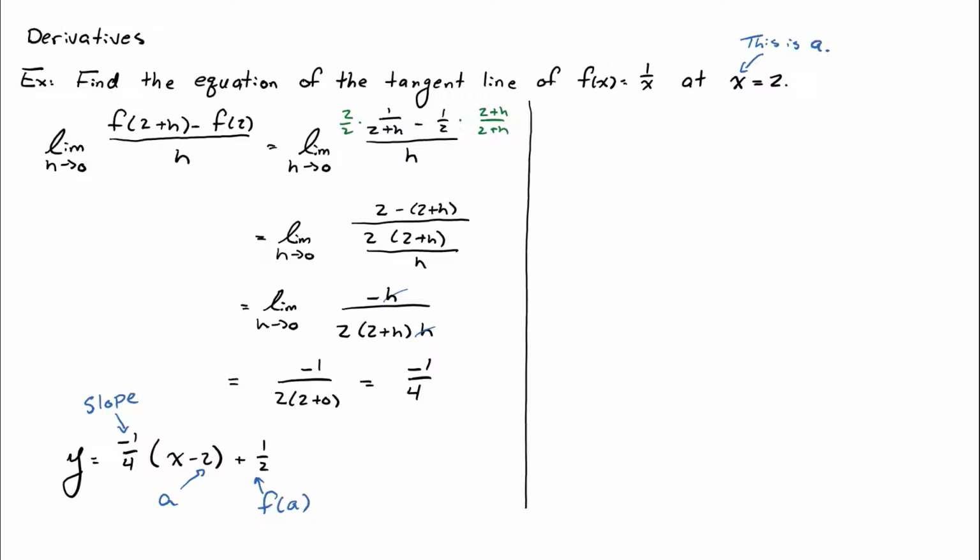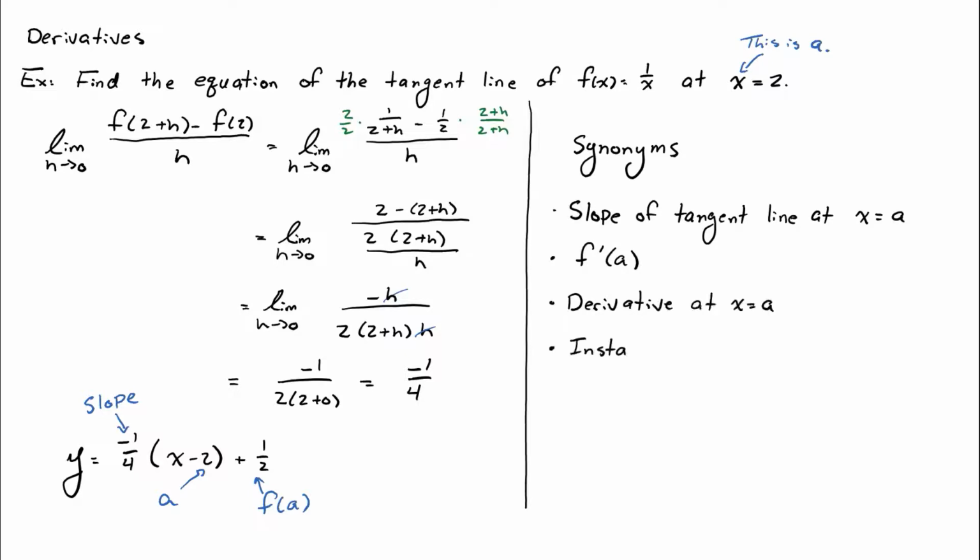Math teachers like to have several different ways to say the same thing. We do this to be tricky. Here are several synonyms. Slope of the tangent line, f prime of a, the derivative at x equals a, instantaneous rate of change, marginal change, and there are many more. I could probably do this all day.